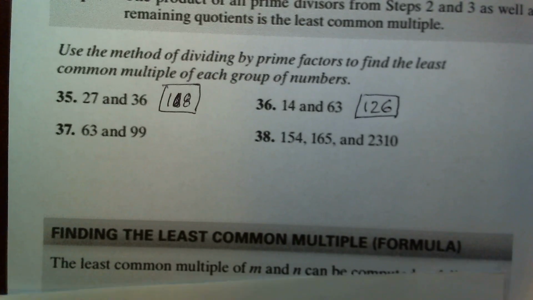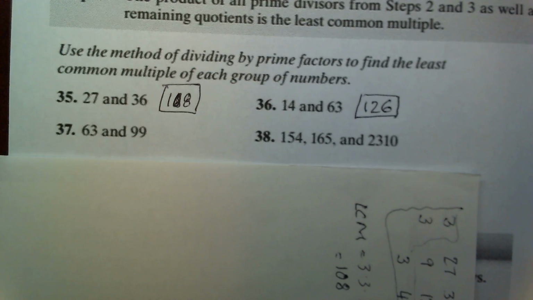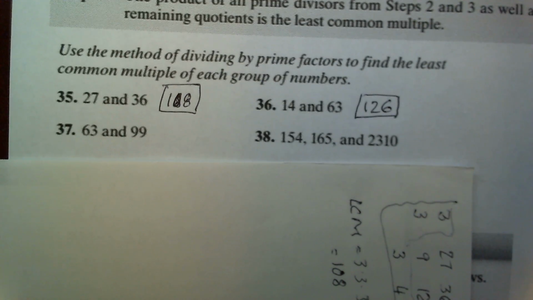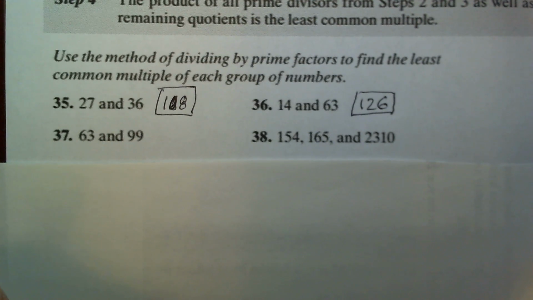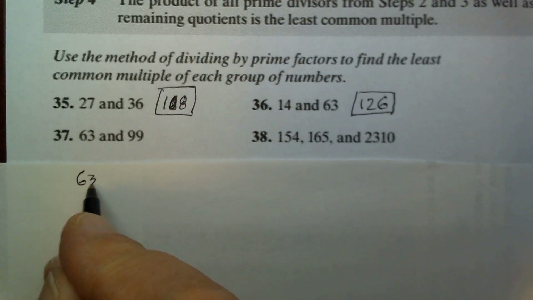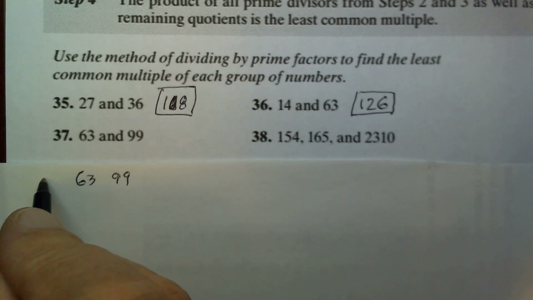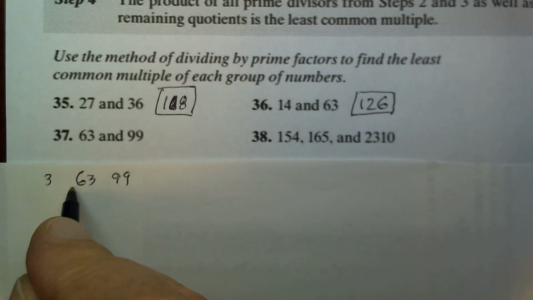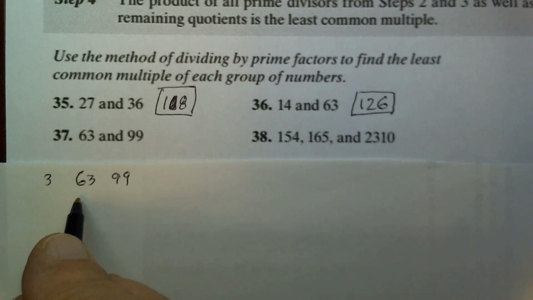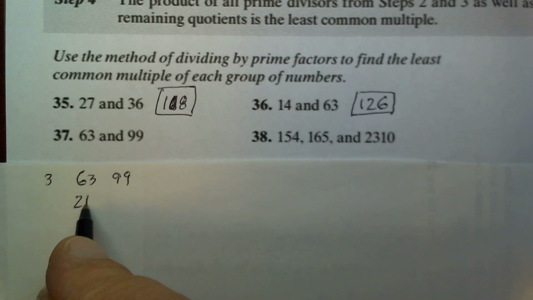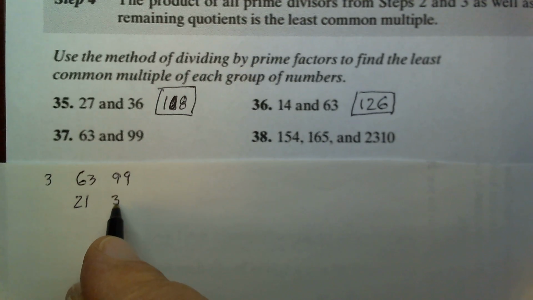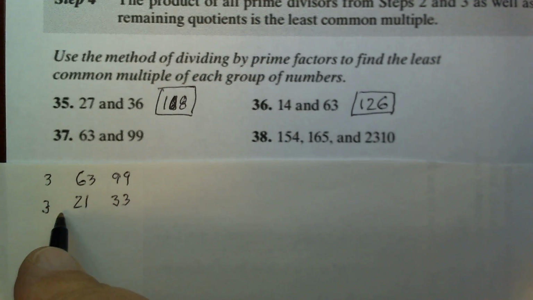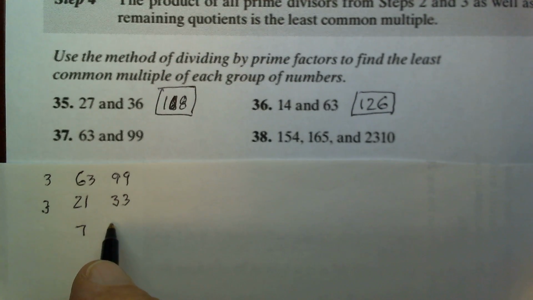And we do a similar calculation for the next exercise, number 37. So we write the numbers 63 and 99 next to each other. And the first common prime factor is 3. So we divide 63 by 3. That gives us 21. And when we divide 99 by 3, we get 33. And 3 is another common prime factor. And when we divide 21 by 3, we get 7. And when we divide 33 by 3, we get 11.